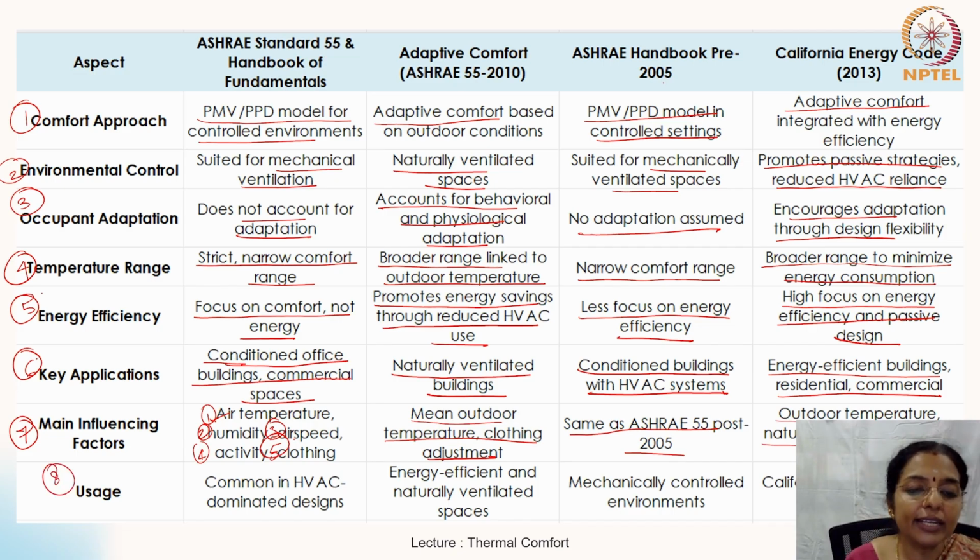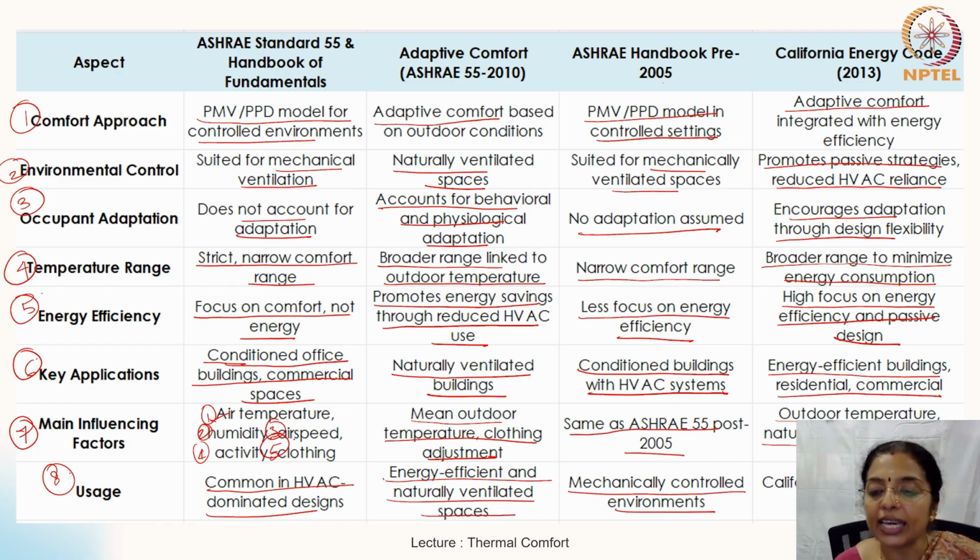Eighth is usage. Both the ASHRAE 55 pre and post 2005 look at common HVAC dominated designs which are mechanically controlled, whereas the adaptive comfort looks at energy efficient and naturally ventilated spaces, and the California Energy Code looks at buildings in California to be designed for energy efficiency.